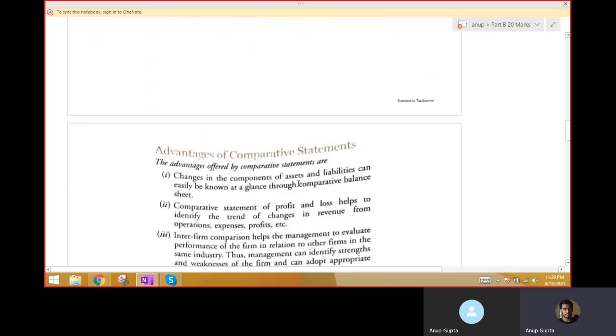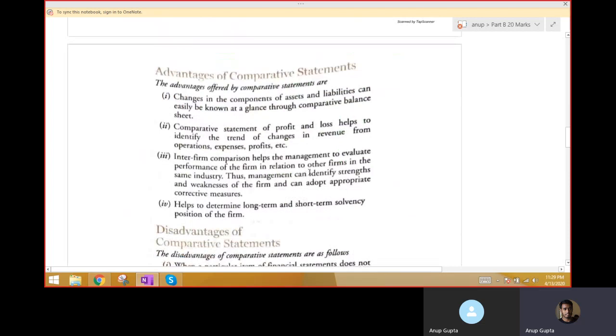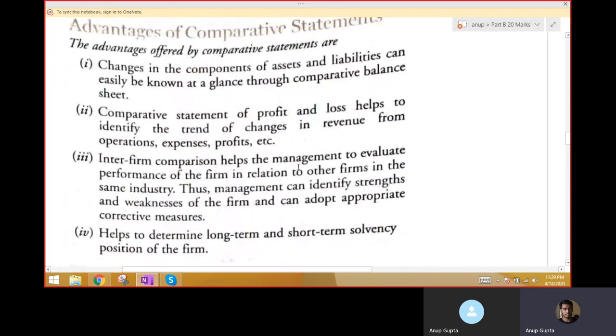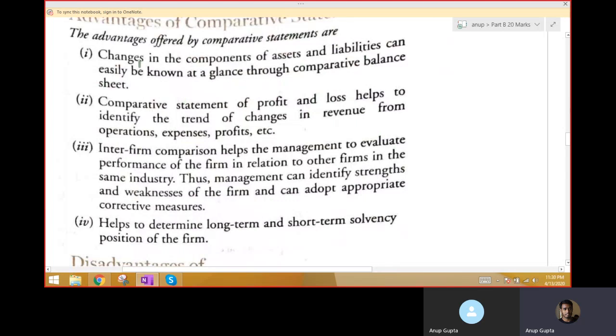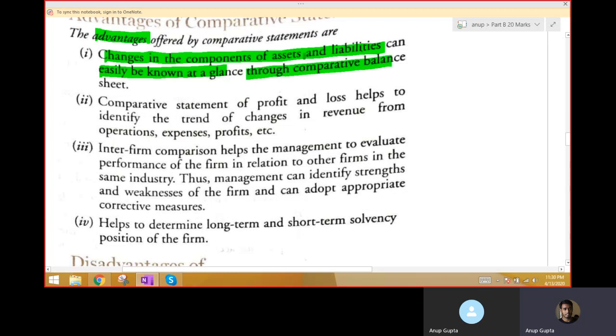Having said that, let us now understand the advantages of comparative statement. The changes in the components of assets and liabilities can be easily known at a glance through comparative balance sheets. Whatever changes, like I said, current asset has increased by 5 lakh, for example, current liability might be decreased by 2 lakh, the non-current liability might be increased by 5 lakh. These changes can be easily seen from the comparative statement. This is the first advantage.